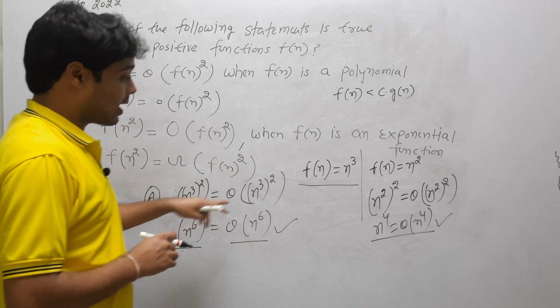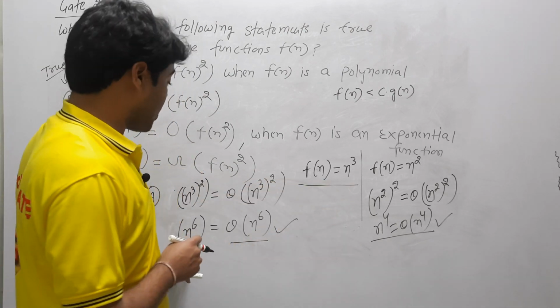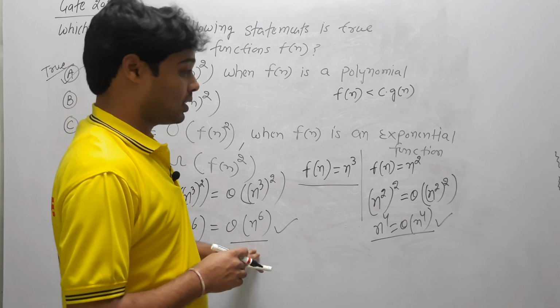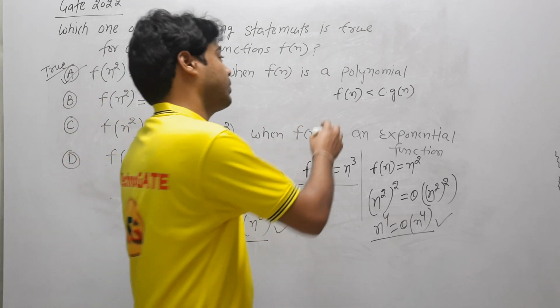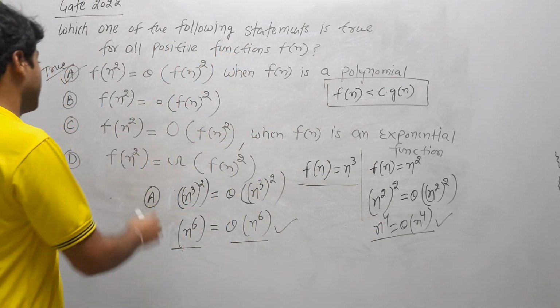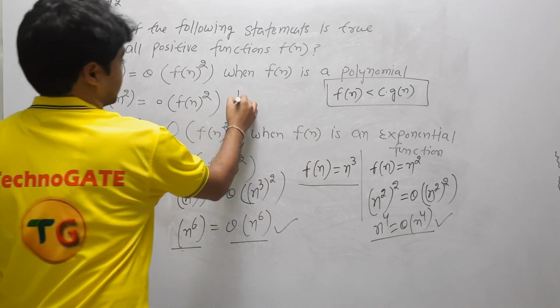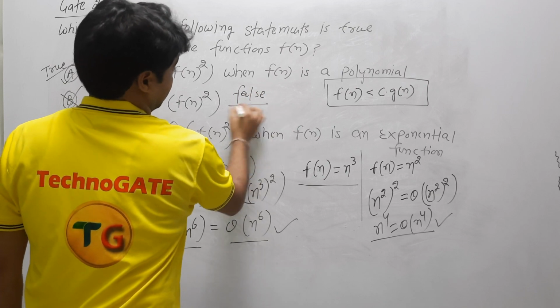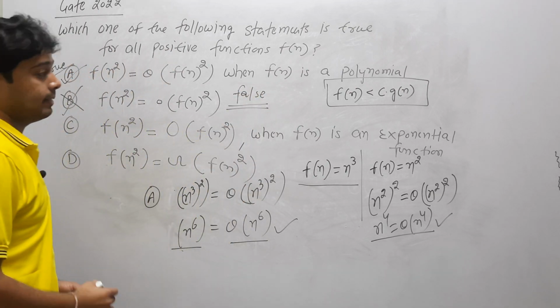So if we take f of n is n cube, then n raised to power 6 is small o of n raised to power 6. So not valid here, because what is the condition for small o? F of n less than C dot g of n. Equal to is not allowed here. So it is false. It is a false one here.